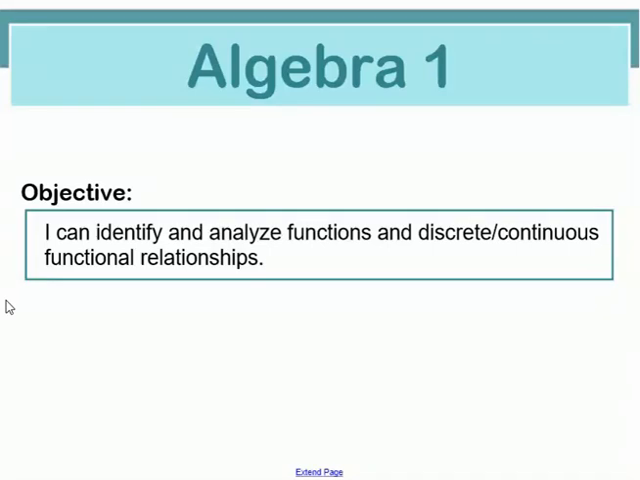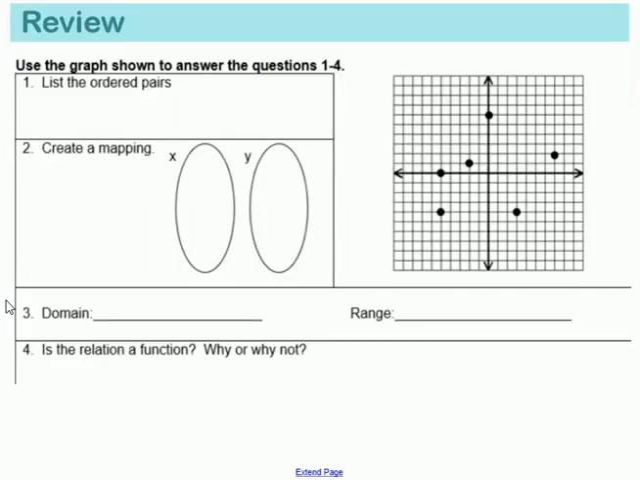The objective of this video is to review how to identify and analyze functions and discrete and continuous functional relationships. On 1 through 4, we're asked to use the graph shown to answer the questions. Number 1, list the ordered pairs.